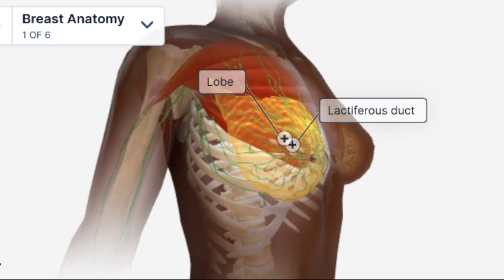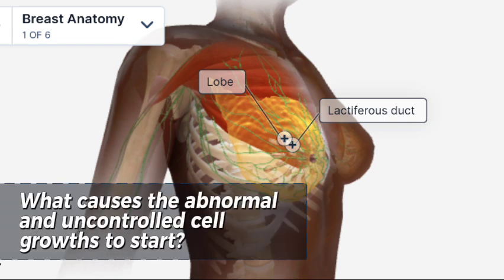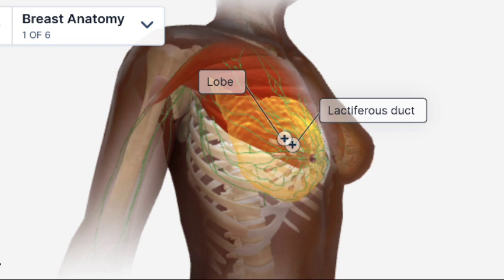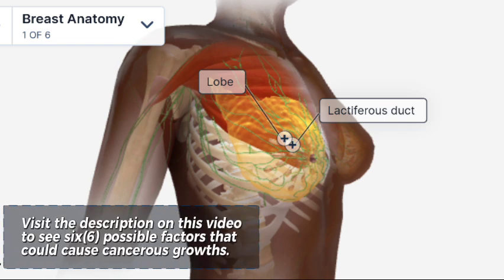Now, the second question is, what causes the abnormal growth of certain cells in the breast that leads to cancer? Well, let's just say that the exact cause of uncontrolled cell growth in breast cancer is not fully understood yet. Yes, you heard me correctly. We don't have a conclusive answer to that question yet. But it is believed that several factors can contribute to these growths. Please do well to check the description of this video to see 6 possible factors that could contribute to cancerous growth.